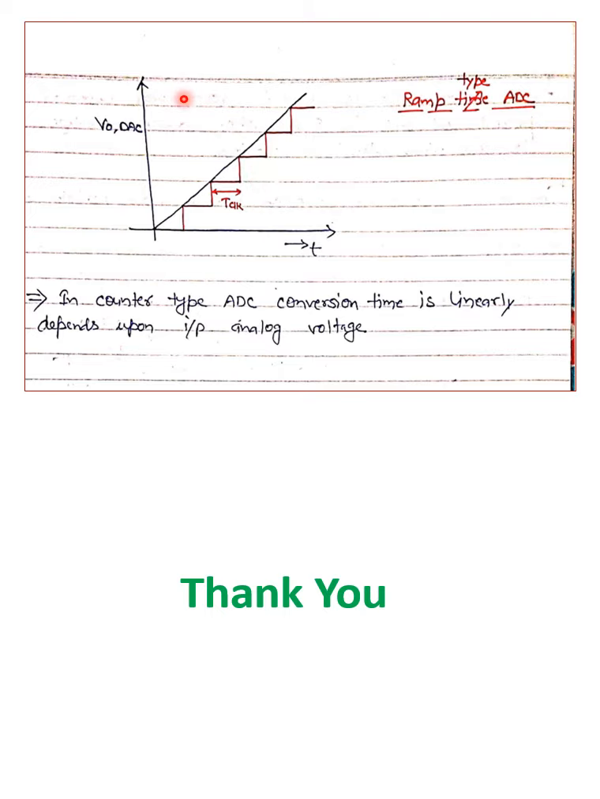So here you can also see that the output voltage of the DAC increases linearly with time. So that's why this type of ADC is also known as ramp type ADC. In counter type ADC, the conversion time linearly depends on the input analog voltage.